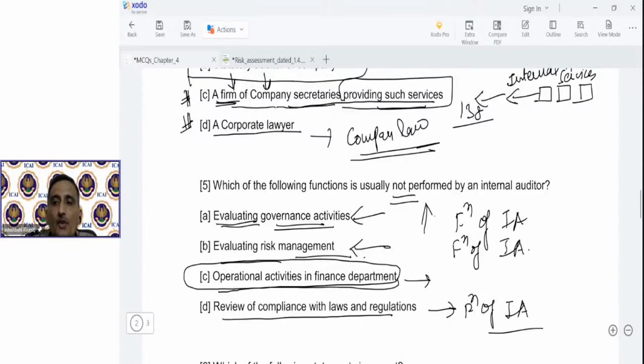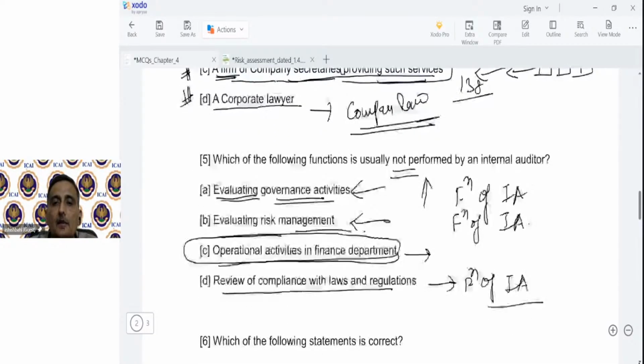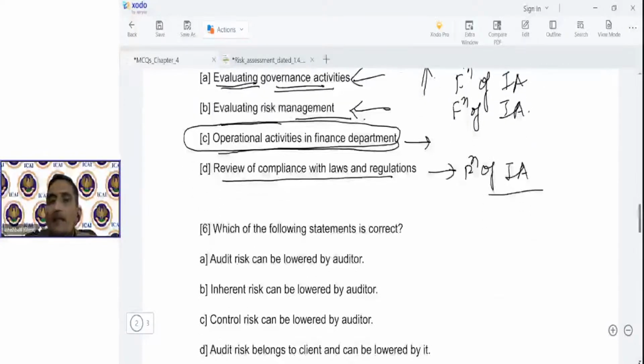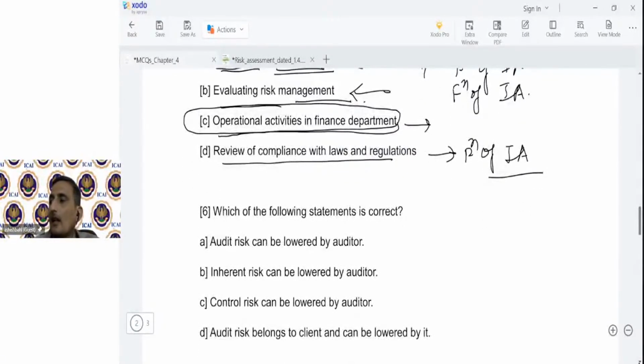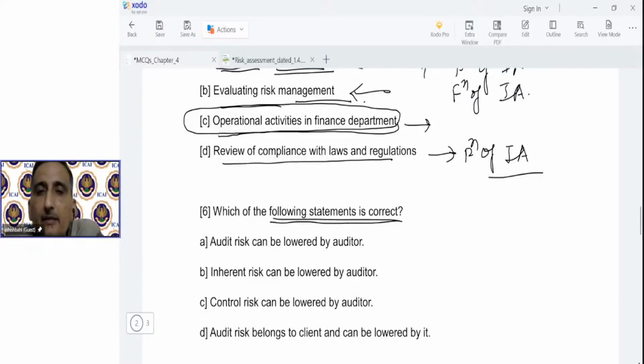And the next question is: which of the following statements is correct? Which of the following statements is correct? Yes, tell me guys. It pertains to audit risk and components of audit risk. Which of the following statements is correct?